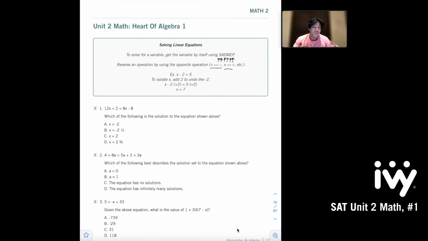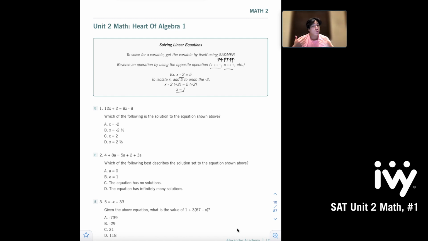Looking at this example, we have x minus 2 equals 5. So in order to isolate x, we want to get rid of that negative 2 by adding 2 to both sides. So getting rid of this negative 2, we add 2 to both sides, and we're left with x minus 2 plus 2 equals 5 plus 2. Simplifying, of course, we see that x is equal to 7.